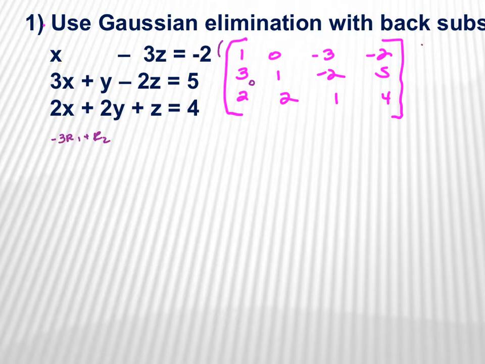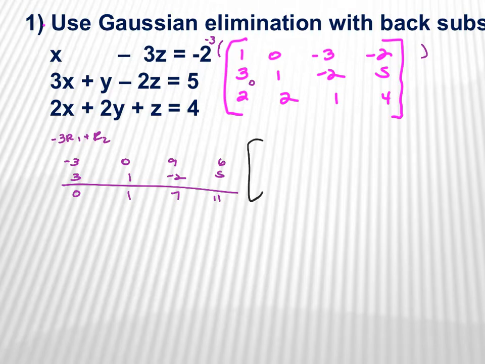So I'm going to take row 1, I'm going to multiply it times -3. -3, 0, 9, 6, 3, 1, -2, 5. And I get 0, 1, 7, 11. And that's going to replace row 2. So 1, 0, -3, -2, 0, 1, 7, 11, 2, 2, 1, 4.